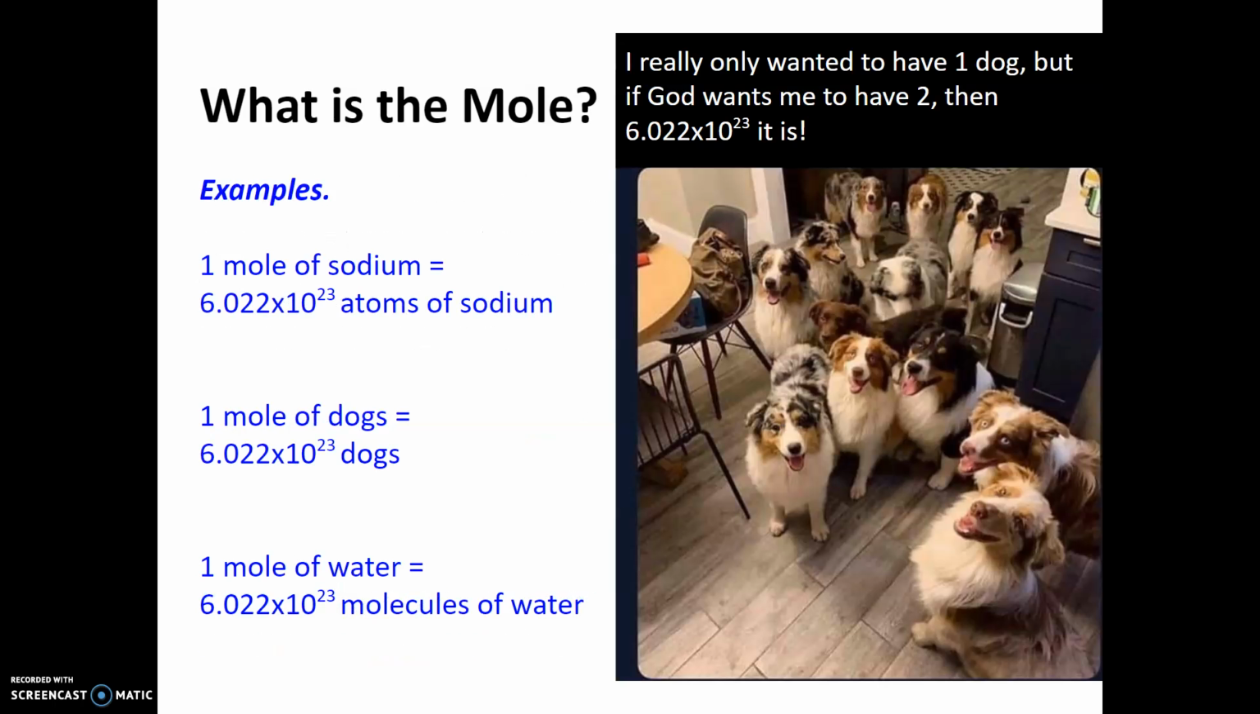All right, so some examples. If you have a mole of sodium, you have 6.022 times 10 to the 23rd atoms of sodium. If you have a mole of dogs, you have 6.022 times 10 to the 23 dogs. If you have a mole of water, you have 6.022 times 10 to the 23 molecules of water. Also, look at all those cute dogs. I just love their little faces.